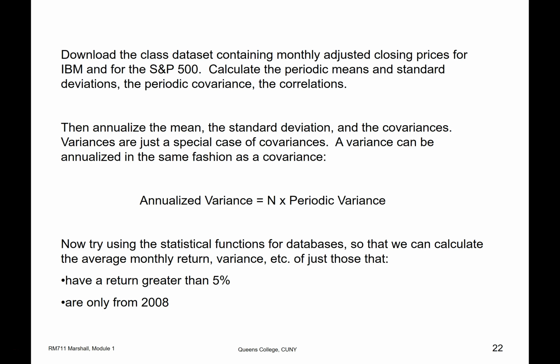Now, there are a few other things I want to take a look at since we have this data set here. One is, let's try using some of the statistical functions for databases. And this is going to allow us to calculate the average return or variance or standard deviation of just certain returns. And there's actually all sorts of things you can do. So, I mean, you may have seen things like the COUNTIF, SUMIF, AVERAGEIF functions. Those are useful, but there are some additional functions that people don't use that often. They're called the database functions. And they're a bit more robust in some ways. So let's take a look at this in a couple of ways.